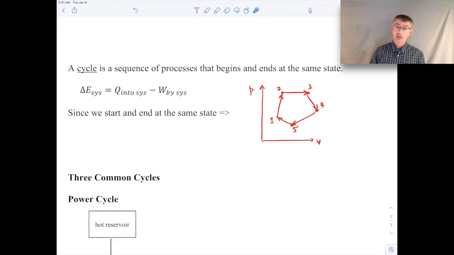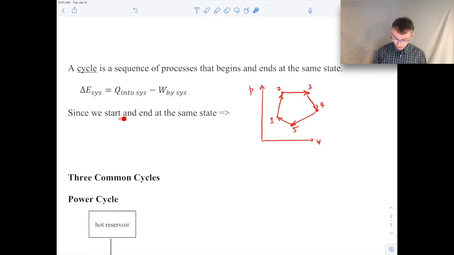Now the heat and work, those aren't necessarily zero again. Those are path dependent. The heat and work depend exactly on what the path looks like, but the properties like pressure, specific volume, internal energy, enthalpy, all those values will be exactly the same when we get back to state 1.